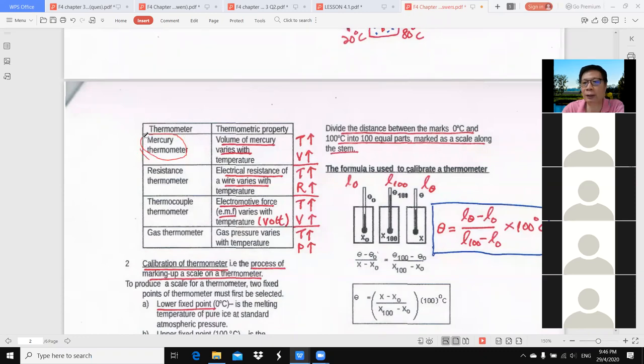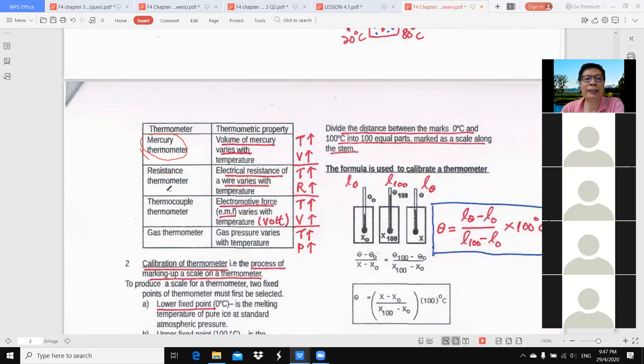The mercury thermometer. For the mercury thermometer, the thermometric property that is important now is the volume of the mercury varying with the temperature. I explained to you just now, right? The volume of mercury will change according to the change in the temperature. Like you see here, when the temperature goes up, the volume of mercury goes up, correct? So this is the thermometric property for the mercury thermometer.